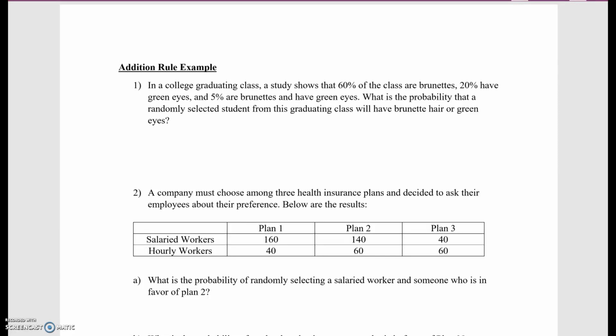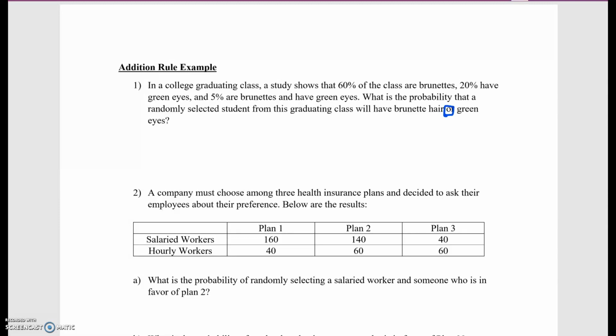So here we have an example. In a college graduating class, a study shows that 60% of the class are brunettes, 20% have green eyes, and 5% are brunettes and have green eyes. What is the probability that a randomly selected student from this graduating class will have brunette hair or green eyes? One of the things to really watch out for is the word "or." We are looking for everyone who has either brunette hair or green eyes.